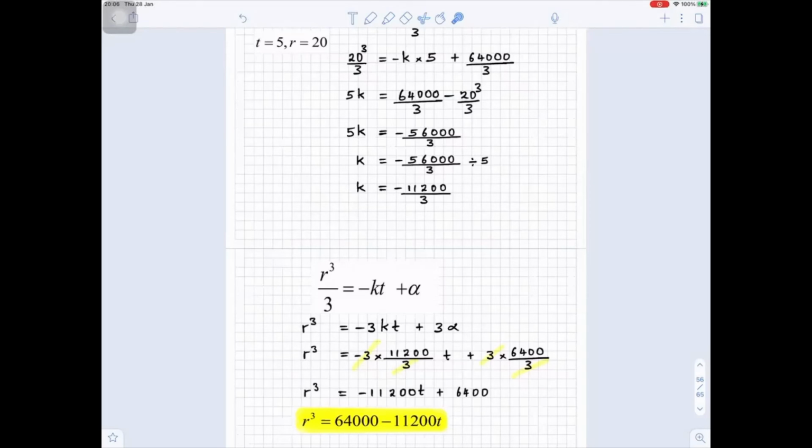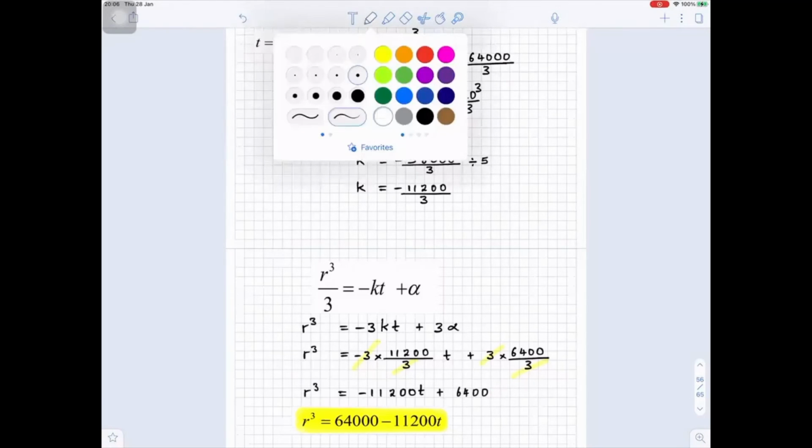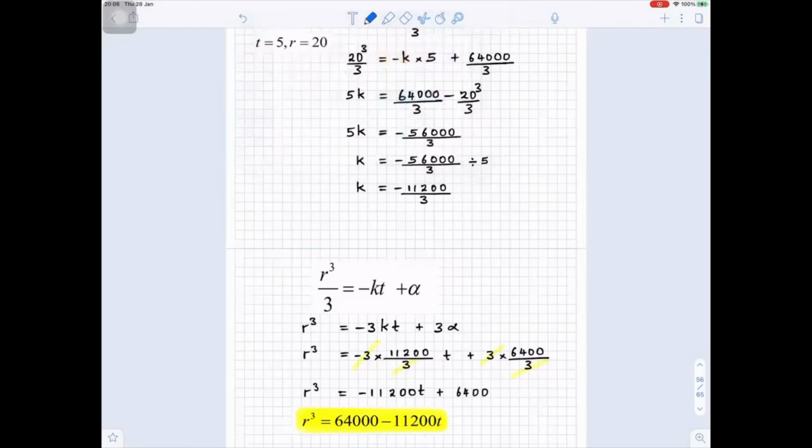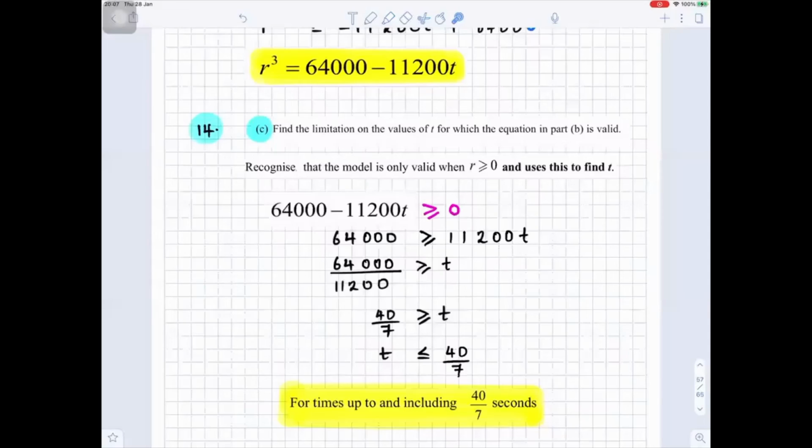Don't forget the 0 there. Don't forget one of the zeros. So what you will get, you can put this in front: r cubed is 64,000 minus 11,200 t.